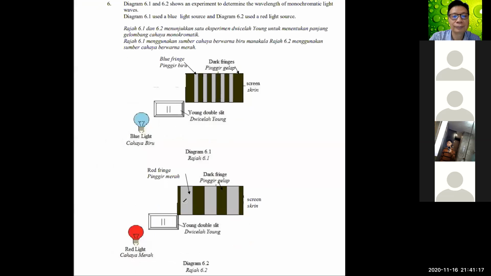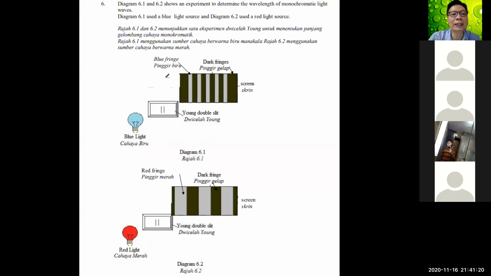Okay, come. Study the question. 6.1, 6.2, experiment to determine the wavelength of monochromatic light. You want to find the wavelength, lambda, of the monochromatic light. 6.1 uses blue light. This one is blue color light. And 6.2 uses red light. Red color one. You see? Blue one very narrow, whereas for red light the gap is bigger.